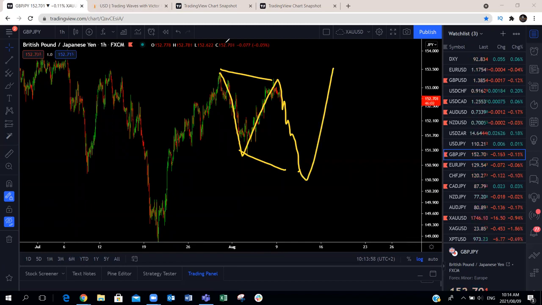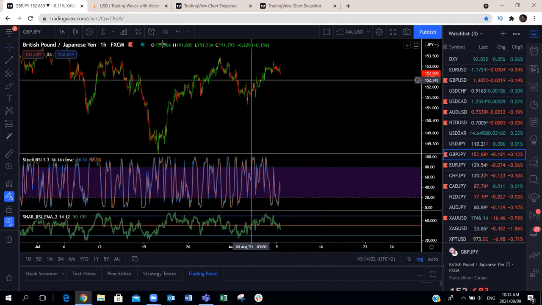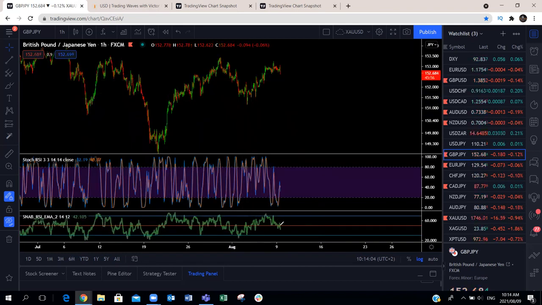So let's have a look at the 4 hour to see which one is going to be confirming here. So the 1 hour has reset at the bottom, but it's below 50. As much as it has reset, it is below 50. Let's look at the 4 hour and see what we're getting on pound yen.